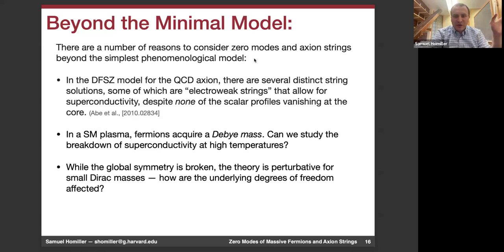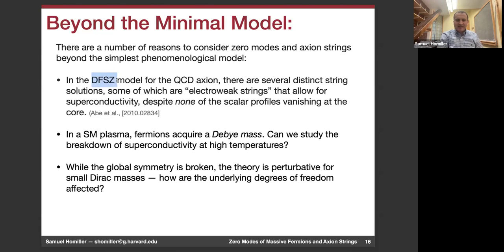But just to motivate this a little bit more, there's a few reasons why you might want to think about how this story might change going beyond this simplest phenomenological model. One, and the reason that we originally started thinking about this, is if you think about UV completions for the QCD axion, one of these is what's called the DFSZ model. Essentially, this is a model with two Higgs doublets and an extra complex scalar field. The axion is some linear combination of the pseudoscalars in all of those scalar fields.